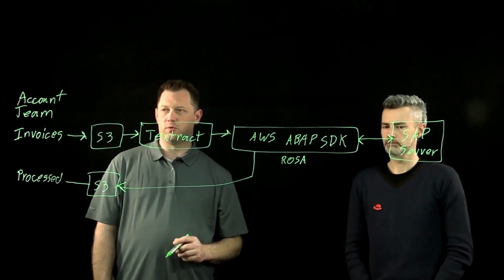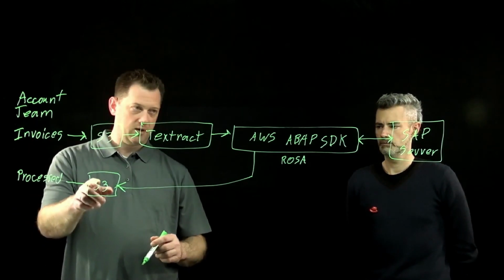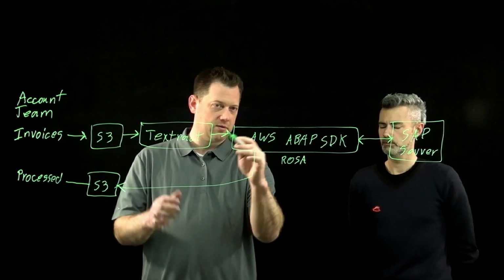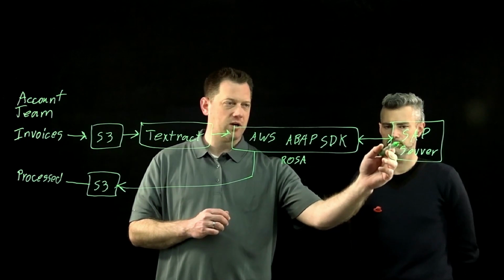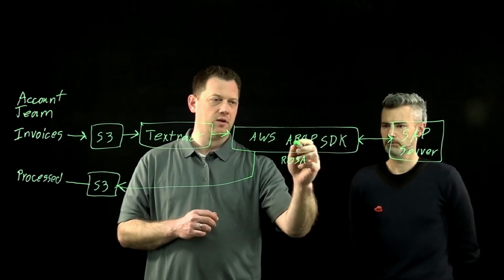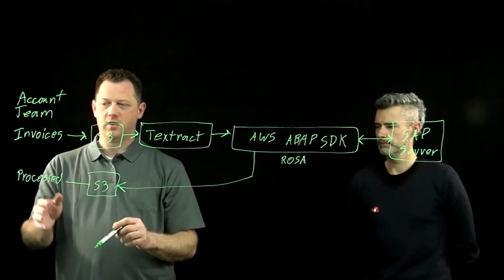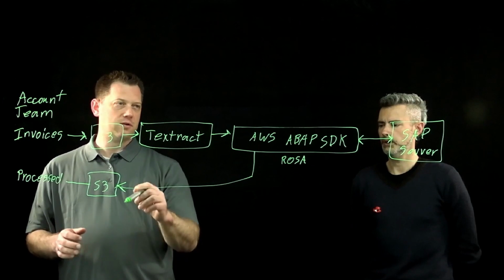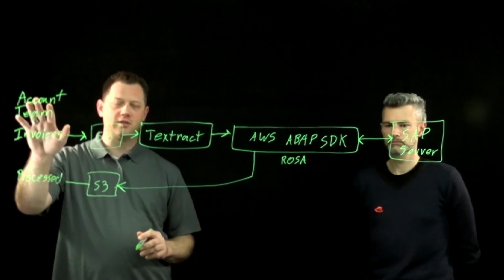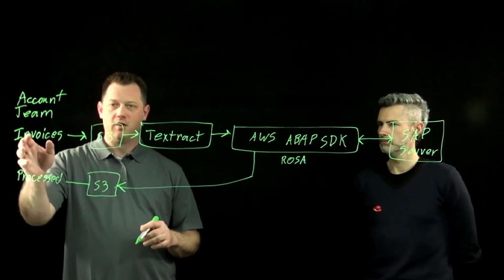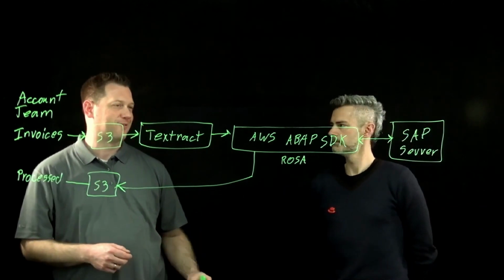So from the account team's perspective, they take invoices that need to be processed and they put them in this bucket. Then it goes through the text extract, does this OCR, goes through the SDK, goes into the SAP server, gets processed, comes back out of the SAP server, integrates with our application, comes back over here to S3, and it's processed. Right. So all of this becomes a single black box to our account team, which is great because they don't need to know anything about it. All they know is they put an invoice in this bucket to get it processed, and it comes out processed over here. That's great.